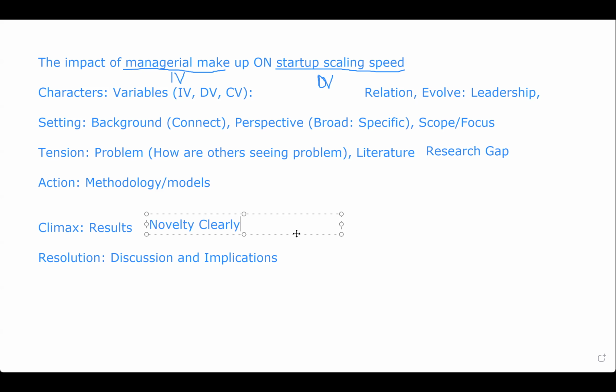Then you create that tension of defining the problem, okay? The problem could be we don't know how one variable relates to the other, right? And then how has it been done from the perspective of literature already? And then you show us that gap: what has been done, what has not been done. And then the action comes in by what your solution is in terms of methodology, how you are going to attack that problem, right? And then, of course, show us some novelty clearly with the results. Your results should show us novelty.